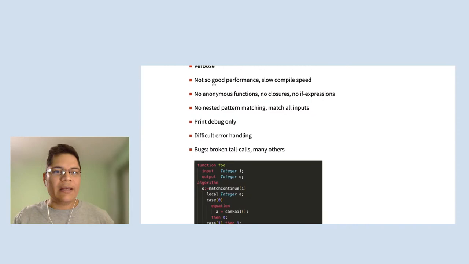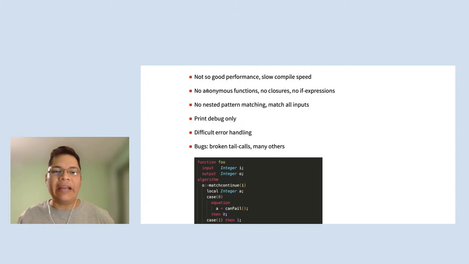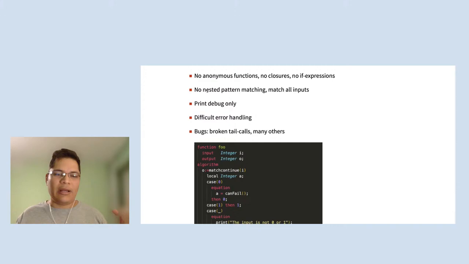The next disadvantage that we had was the performance. It was not very fast. It didn't execute very fast, and it was also slow to compile. And some of the limitations that it had: for being a kind of functional language, there were no anonymous functions, no closures, and no if expressions. So if you wanted to do a list map in a functional style, you would have to create another function and then pass all the arguments. And the process of creating this new function was a little bit tedious because you need to type the name of the function, declare all local variables, do the matching. So you have to do everything.